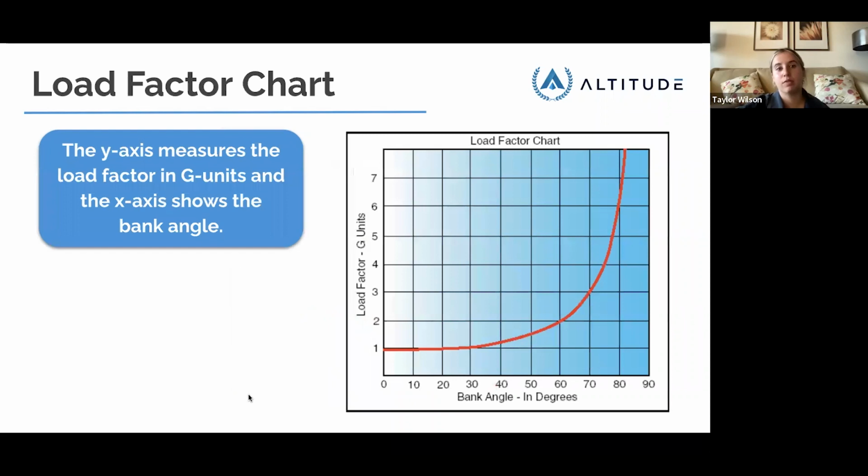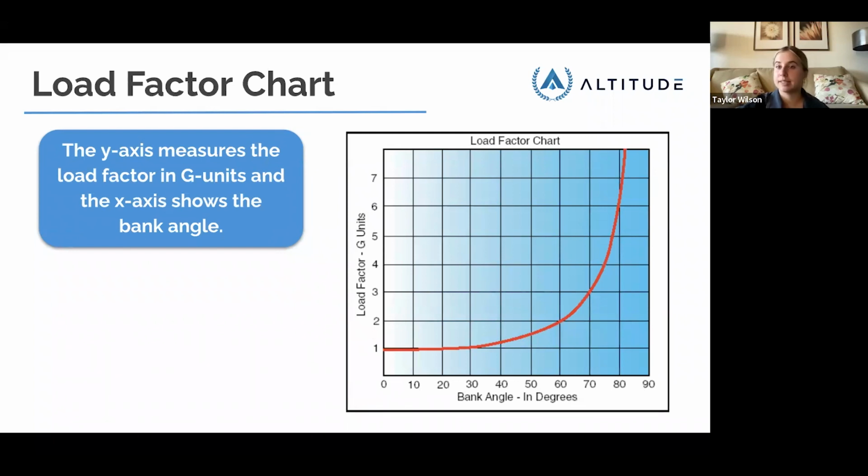Then we have our load factor chart. Down here, we have our bank angle in degrees, like I was talking about earlier, and the associated load factor. Let me go back one really quick. You can see right about the 45-degree mark here, that load factor increases exponentially. And that's really important to note when we go through the next few slides.